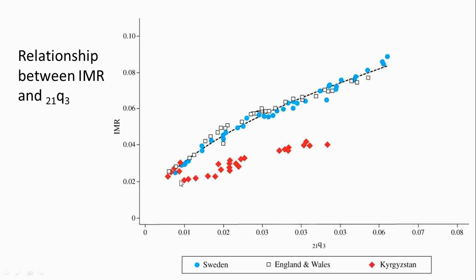But this suggests that there is an important underestimation of the infant mortality rate in Kyrgyzstan, due to both age heaping around 12 months and issues under age 3 months. So the idea is that we're going to be using this relationship and predicting the level of IMR on the basis of the observed level of 21Q3. And we're going to be comparing these adjusted VR estimates with other sources.